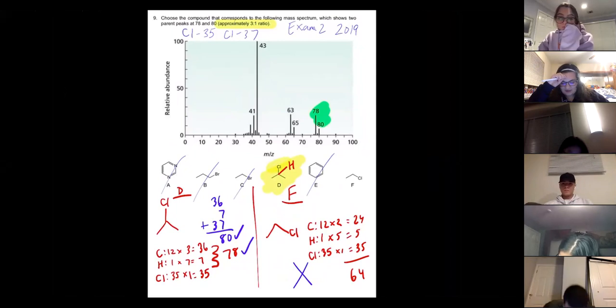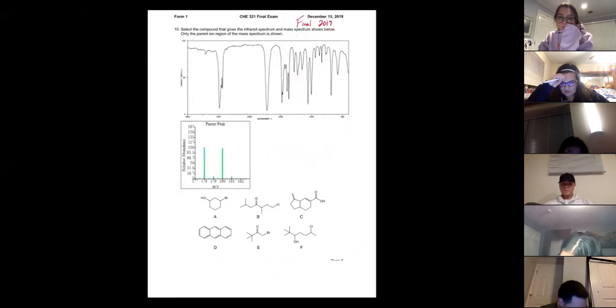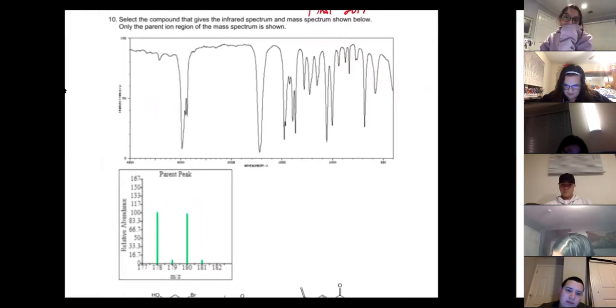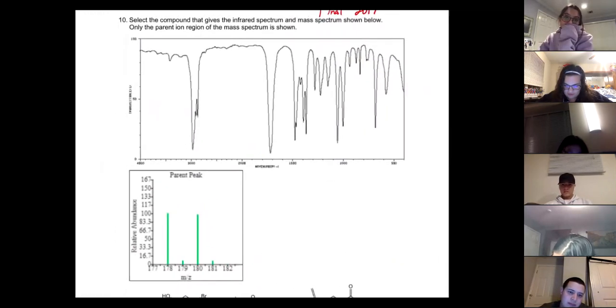Yeah, all right. Last question. This is from 2019, the final exam. This is something I feel like they may get on their test because it combines IR and mass spec. So now they have to use them together. Let's focus on the IR first. Which functional groups do we see in the IR?